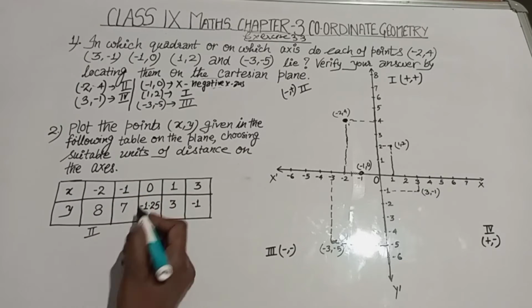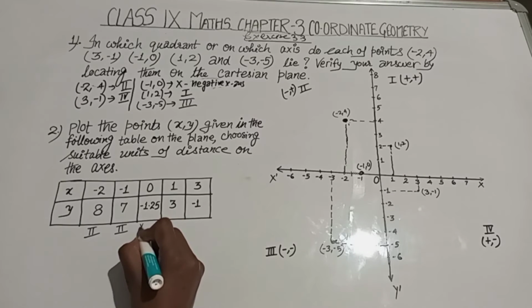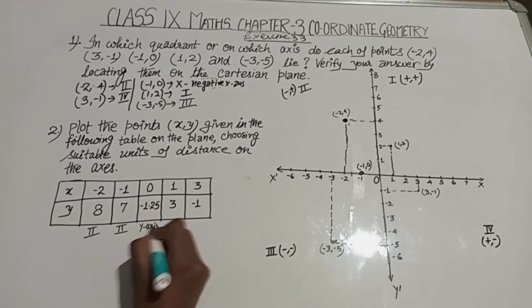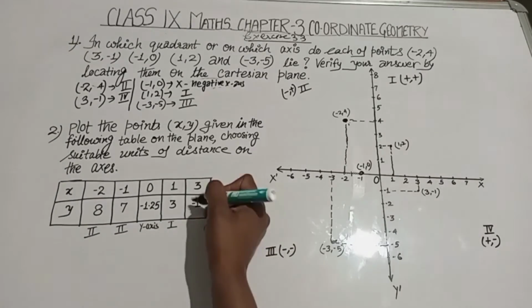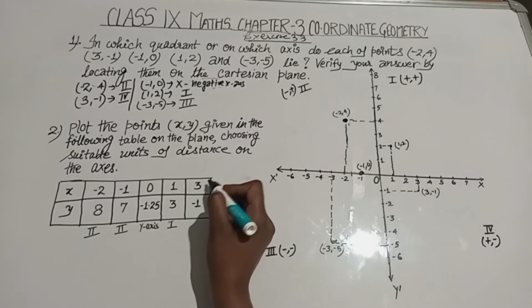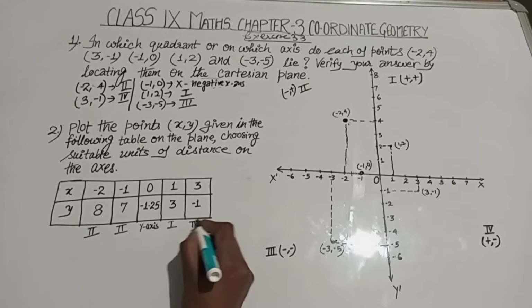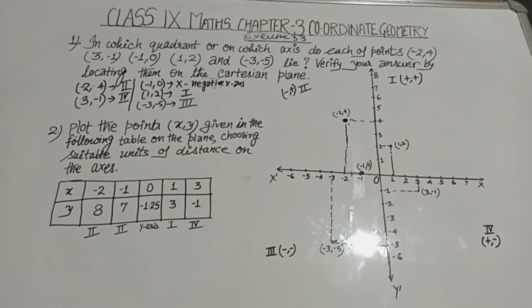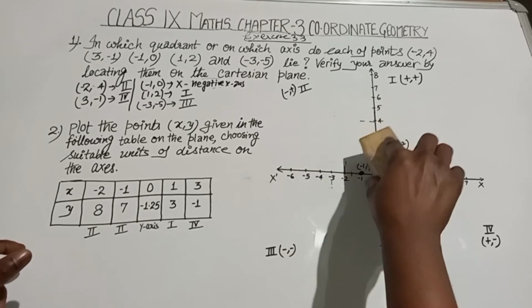So (-1, 7) is in the same quadrant, the second quadrant. Next, 0: it means it is not on the x axis because the x coordinate is 0. So this is on the y axis. Okay, so (1, 3) is positive, it means first quadrant. Then (3, -1): 3 is positive, minus, so plus minus is the fourth quadrant. Okay, so it is confirmed. Now I'm rubbing it and doing question number 2.